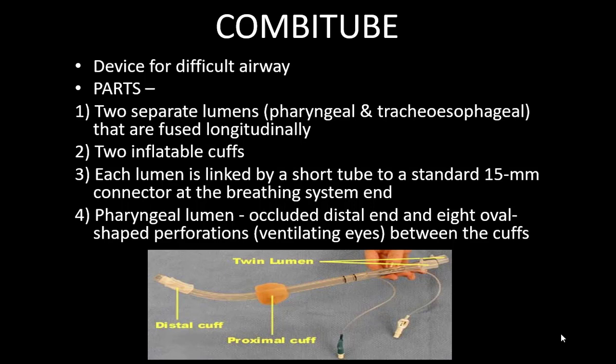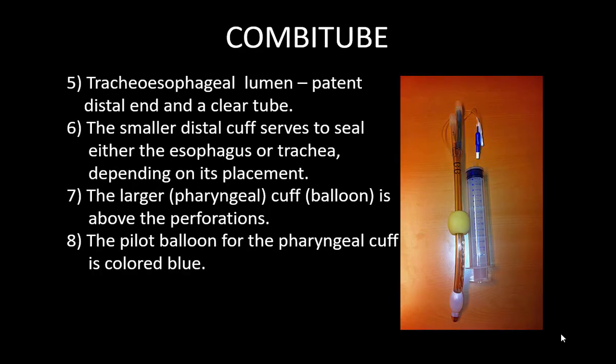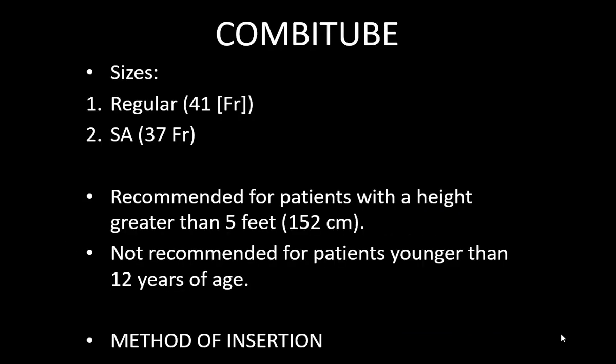Pharyngeal lumen has an occluded distal end and has 8 oval ventilating eyes between the cuffs. Tracheoesophageal lumen has a patent distal end and a clear tube. The smaller distal cuff serves to seal either the esophagus or trachea depending on its position, and the larger pharyngeal cuff is above the perforators. The pilot balloon for the pharyngeal cuff is colored blue.